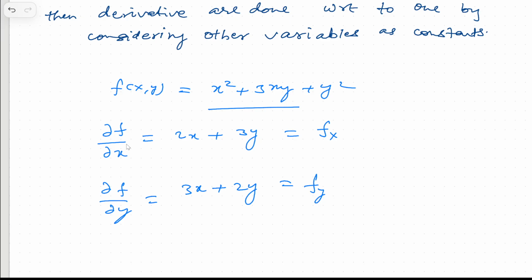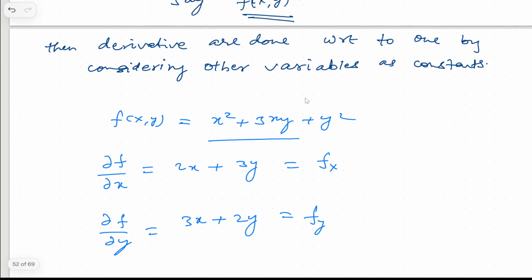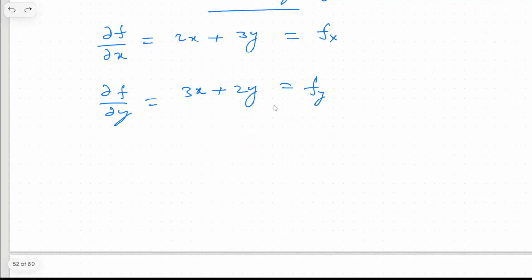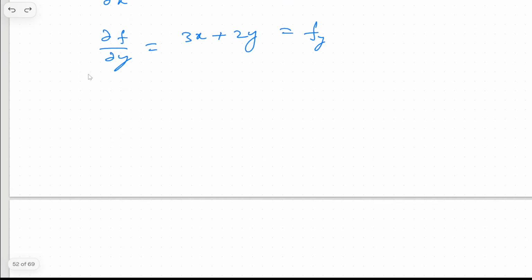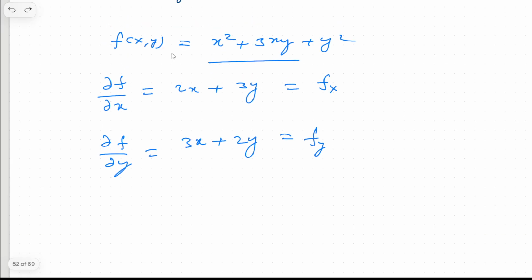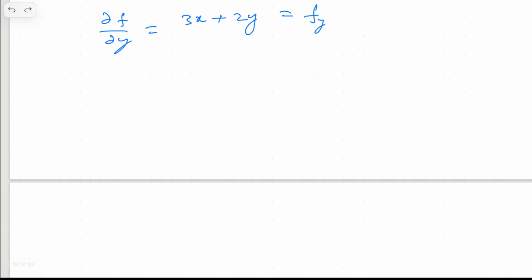We calculate partial derivatives with respect to x, then others are constant. With respect to y, then except y, everything is considered as constant, and we calculate the differentiation as usual. Okay, by considering these restrictions as described above. Now, what is the interpretation? Why are we calculating this partially? What does this really mean in terms of machine learning?